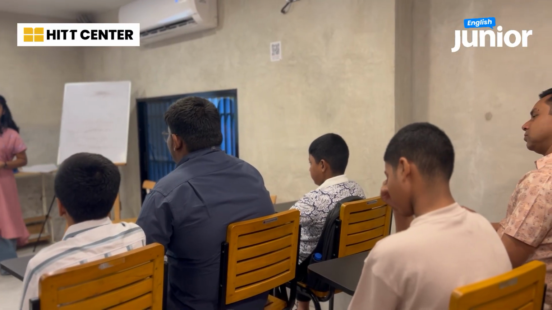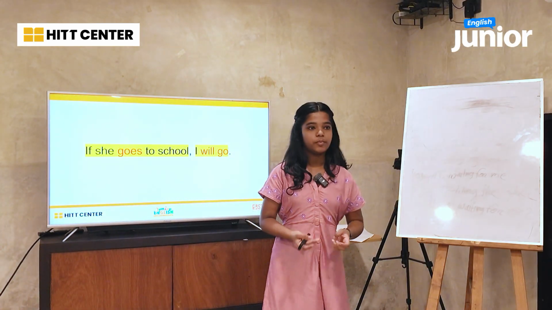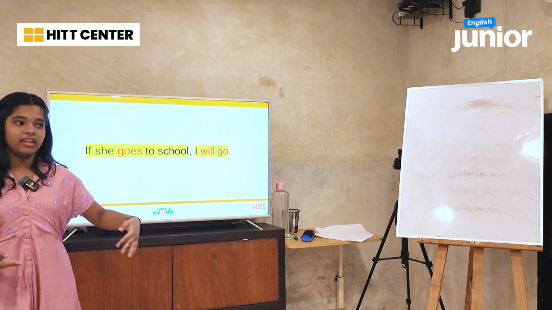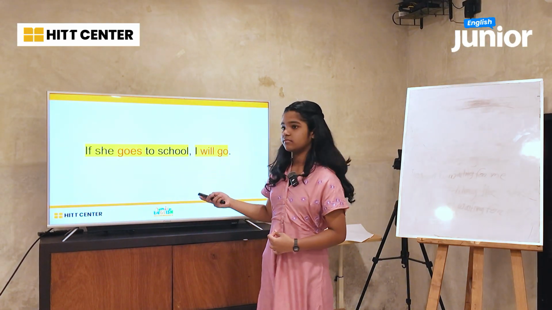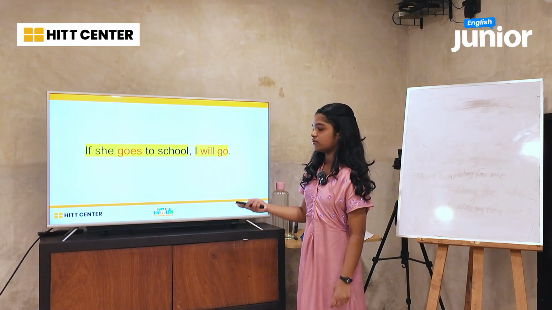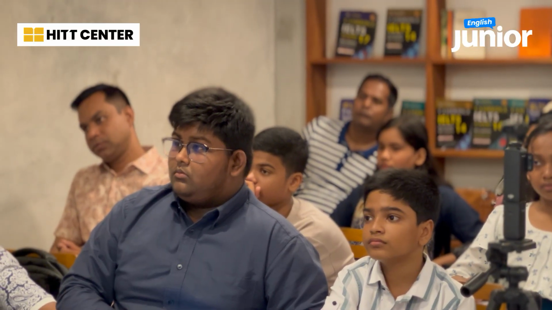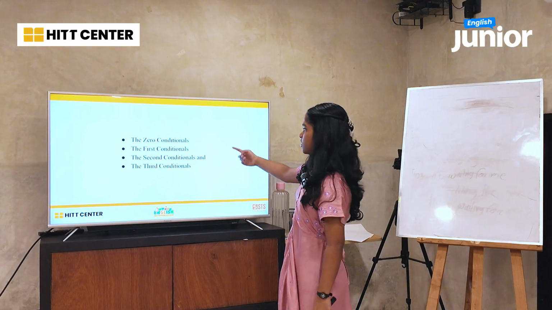So, a conditional sentence has two clauses. The dependent clause expresses the condition, and the main clause refers to the consequences. Which one is the main clause? Which one is the dependent clause? This one is the main clause, and this one is the dependent clause. So there are four types of conditionals: zero conditional, first conditional, second conditional, and third conditional. So let me introduce you to the conditionals.